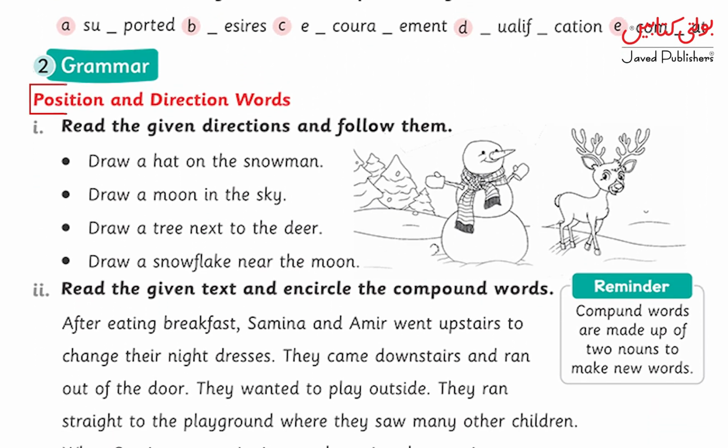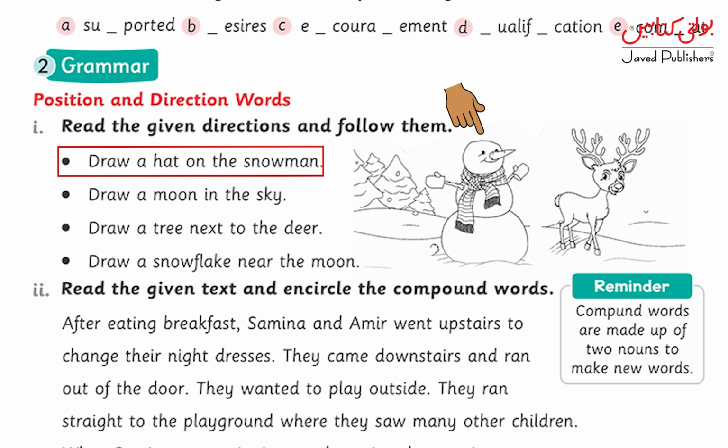We'll do grammar portion first on page number 54, and we will be doing position and direction words. Position words mean the place and direction means the instructions of how to do something. So let's read these sentences and find out position and direction words. The first sentence is draw a hat on the snowman. Here draw is the direction word and on is the position.